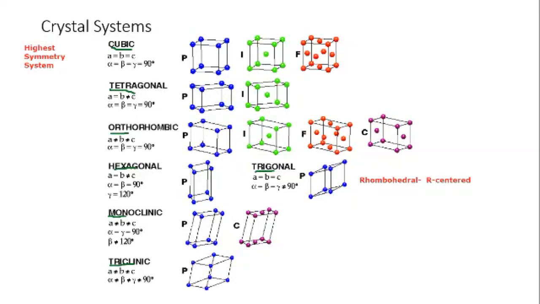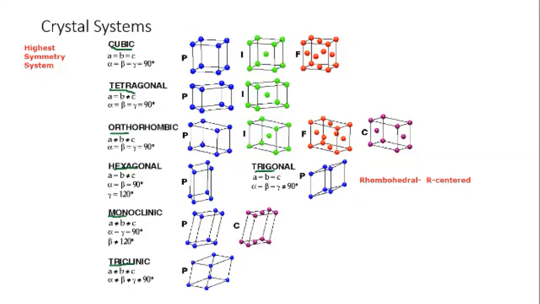Now what you're seeing here is P, I, and F. These are the different types of centering. So cubic can be what we call primitive centering, where the center is on the origin. Body centering, where the centering is in the center of the unit cell. So we have an origin at 0.5, 0.5, 0.5. And it can also be what we call face centered, where we have a center on each of the faces in the unit cell.